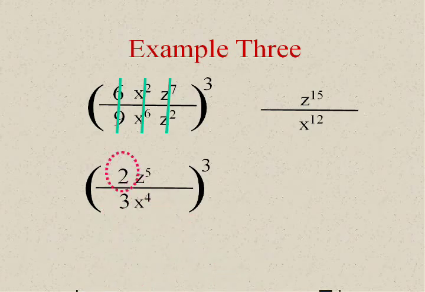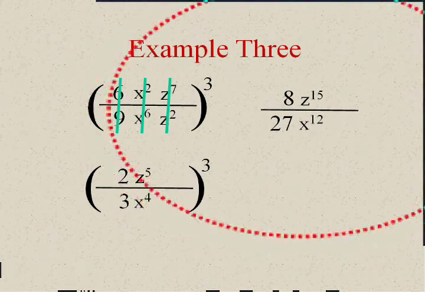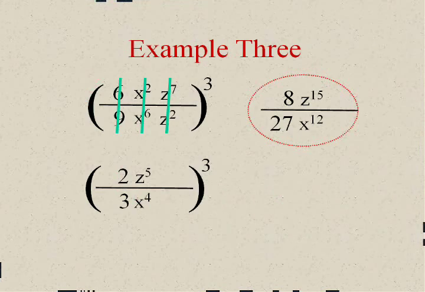Now you're not going to use this rule for that 2 because he's not an exponent. You're just going to have to raise 2 to the 3rd power. 2 times 2 times 2 is 8. And 3 times 3 times 3, here again, doesn't follow the rules of exponents, because 3 isn't an exponent, it's a coefficient. And I'll get 27. And that's your answer. So always follow the order of operations.